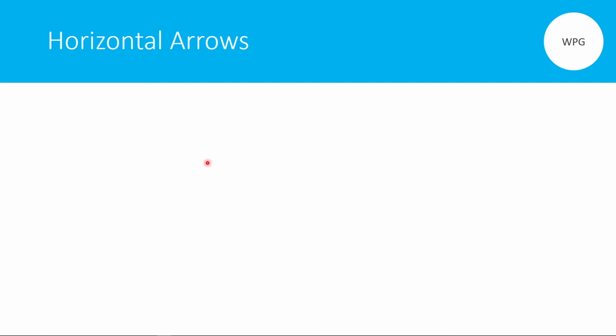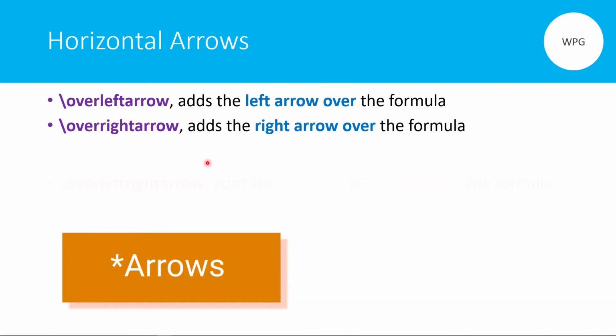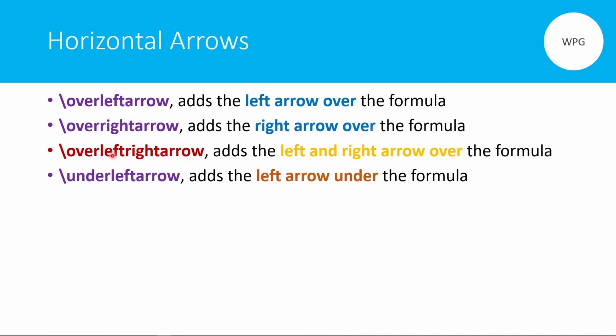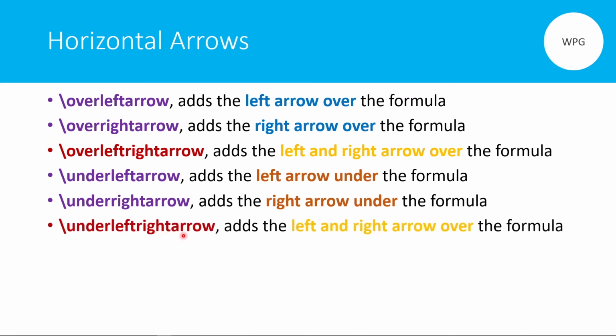Now let's see the horizontal arrows. There are multiple commands for inserting the horizontal arrows. These are overleftarrow, overrightarrow, overleftrightarrow, underleftarrow, underrightarrow, underleftrightarrow. The overleftarrow inserts the left arrow over the formula, and similarly the other commands add arrows to the specified formula.